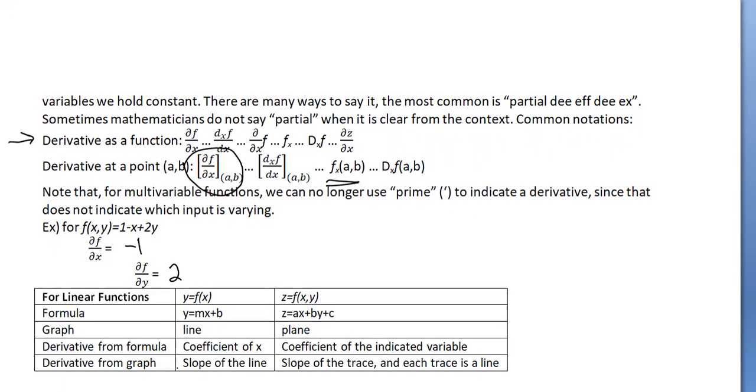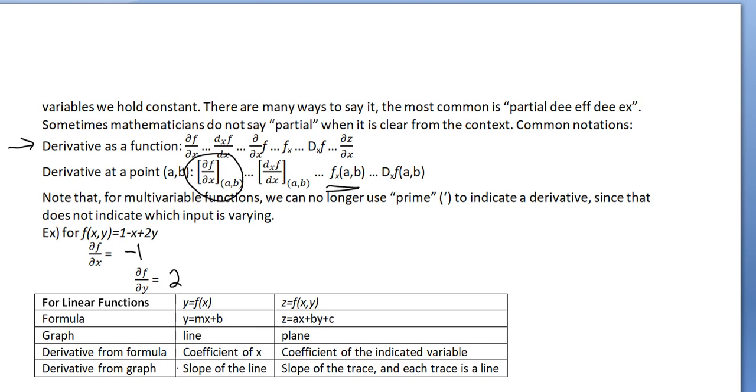Okay. So, and of course, when rate is constant, another way to say that is that we've got a linear function. So let's take a moment to look at linear functions, both in the previous case, y equals f of x, and for our new case, z equals f of xy. So first of all, you've got the formula. The standard formula can be written y equals mx plus b, or in our multivariable case, z equals ax plus by plus c. What's the graph?